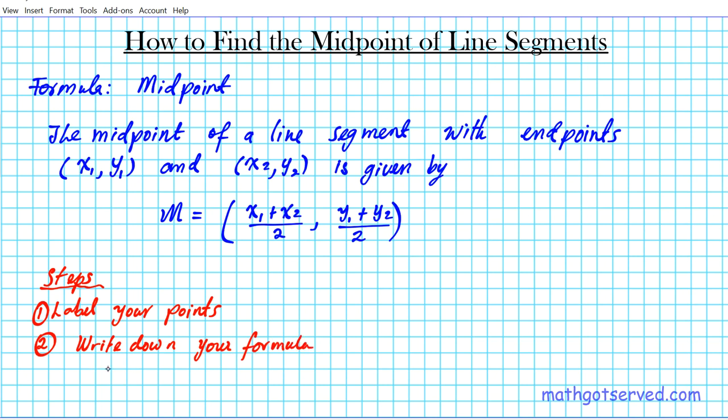Okay, so you write down your formula. And lastly, you simplify. But before you simplify, you substitute. You substitute what you labeled in 1, you substitute in 2, and you simplify using the order of operations, using please excuse my dear Aunt Sally. So these are the steps we're going to be utilizing in solving the problems. We're going to be working on 3 examples, and then we'll give you an opportunity to do some practice problems.